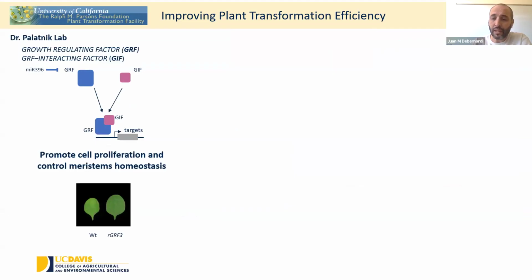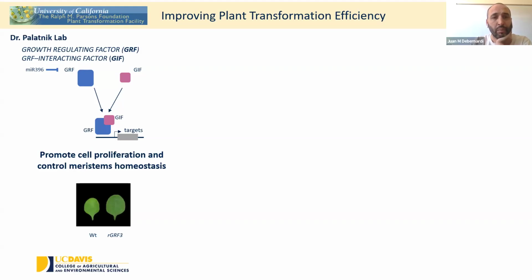This is interesting because it's an example of translational science from Arabidopsis. I did my PhD studying these genes in Arabidopsis in the laboratory of Javier Palatnik. We were studying the regulation of GRF transcription factors by microRNA 396, and this transcription factor forms a complex with a coactivator called GRF-interacting factor, GIF. And this complex, we found in Arabidopsis, controls cell proliferation and meristem homeostasis.